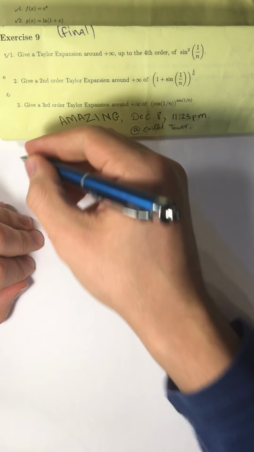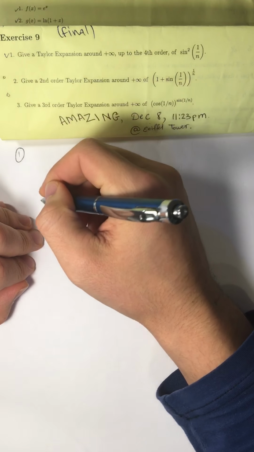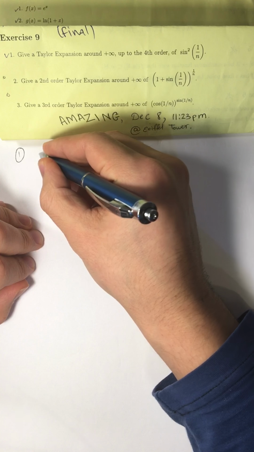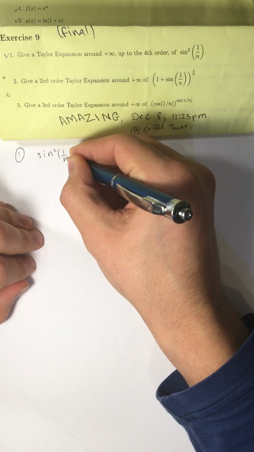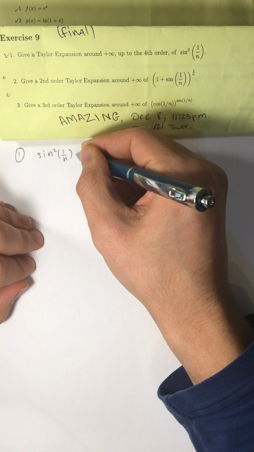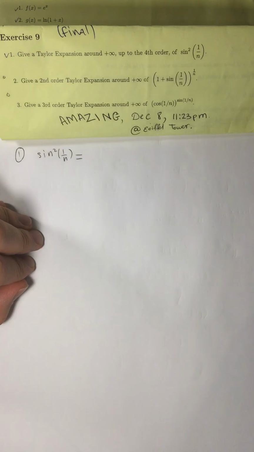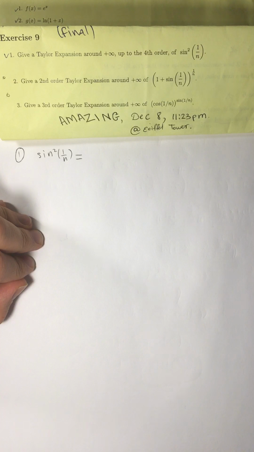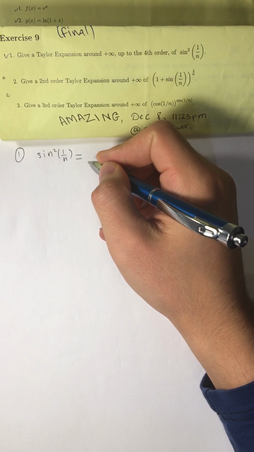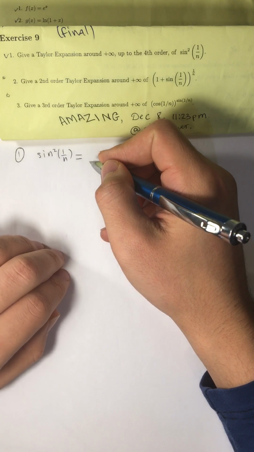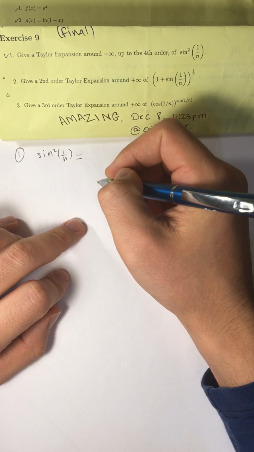So let's start. Number 1. Okay, we can do this. Number 1 is easy. So we have sine square 1 over n is equal to... Okay, wait a second please. Okay, now let's continue. So we have this problem, and now let's focus. I'm going to be doing it a little bit faster.